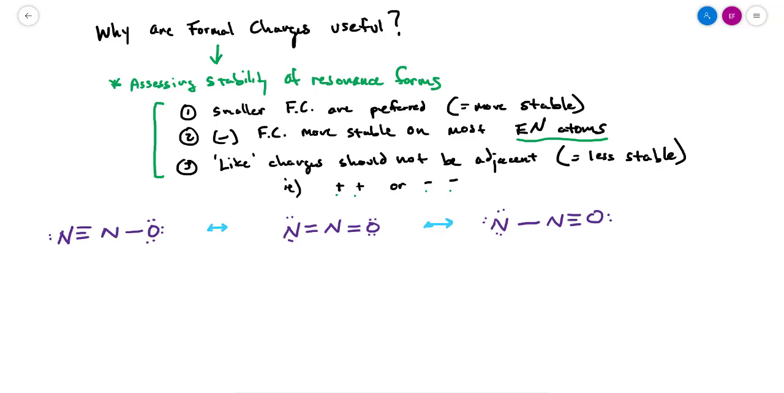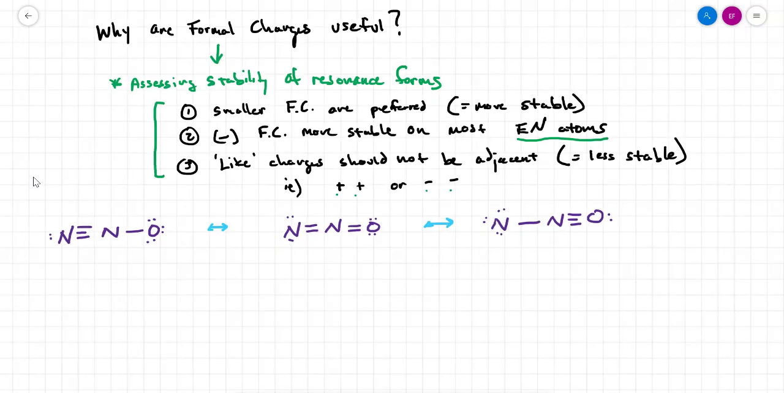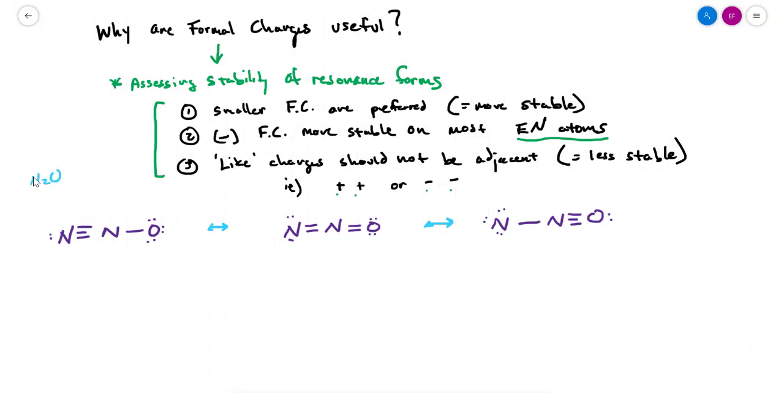So let's put these criteria to practice on this example of N2O gas, which is down here in purple. I've got 3 different resonance forms for the N2O molecule here. I won't walk you through those, but they're all equivalent resonance forms. And what we want to do to start is just to count up the formal charges on each of the atoms.